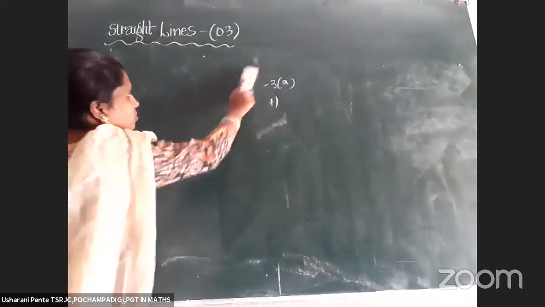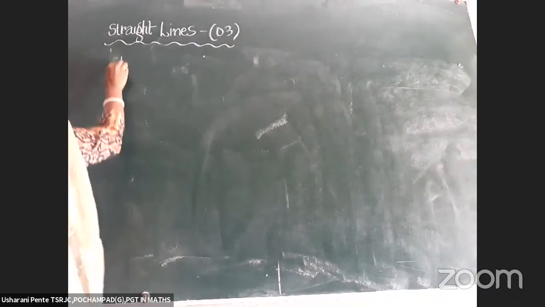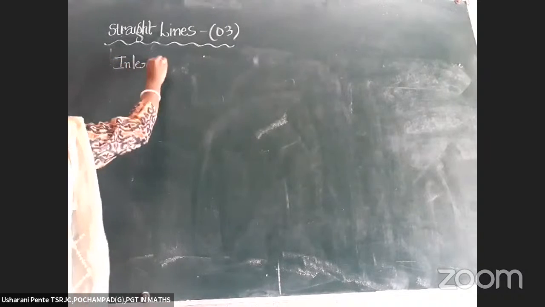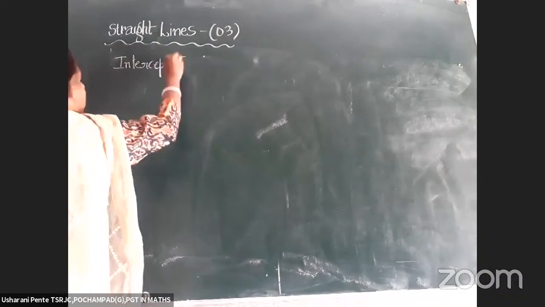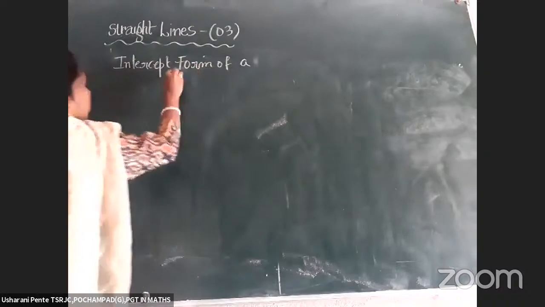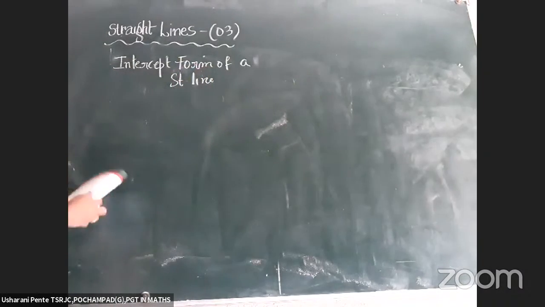So next is what we have. Next is the intercept form of a straight line.